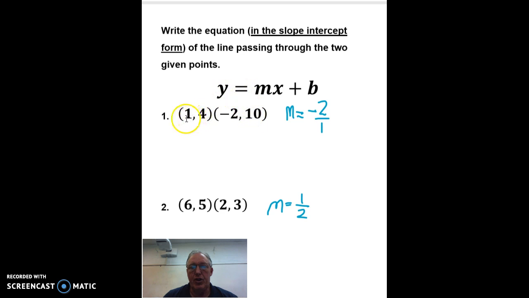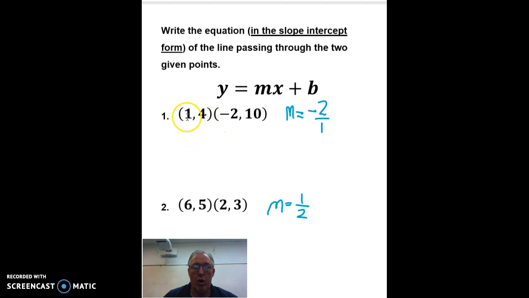What we're going to need to do is select one of these 2 points, the x and the y. And we can use either set. We could use 1 and 4 or -2 and 10. I'm going to go ahead and use 1 and 4. And we're going to plug them into our formula, also using what we learned about our slope. So here's how we're going to do it.